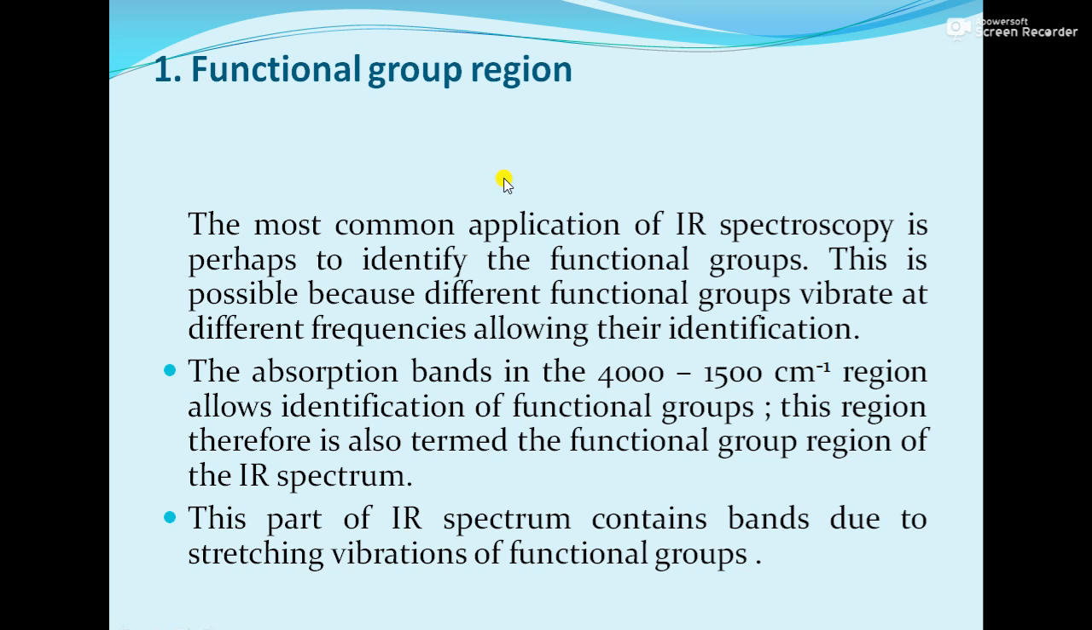The functional group region is the most common application of IR spectroscopy. The region extending from 4000 to 1500 centimeter inverse is called the functional group region. This part of the IR spectrum contains absorption bands due to stretching vibration of functional groups. Very important part, it occurs due to the stretching vibration, and it gives the information about the functional group which is present in the compound.